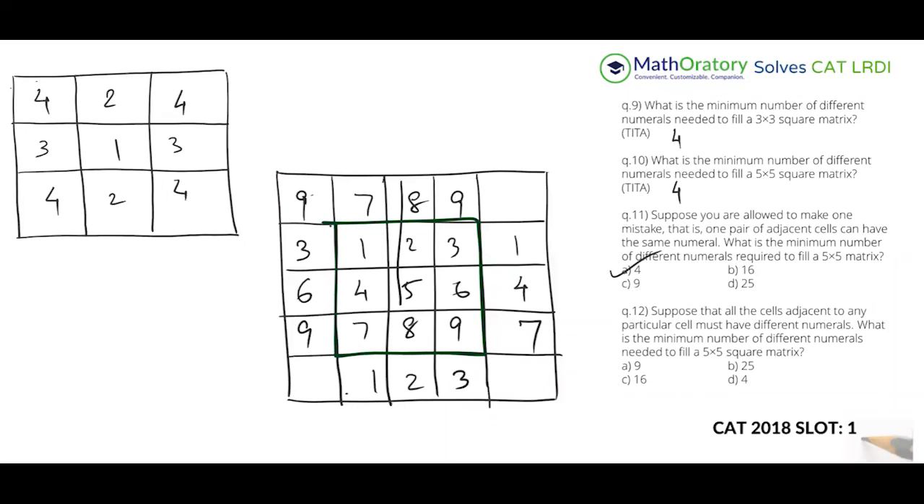Similarly, if I look at this block, I've not used a 7 here. So let me fill a 7. Again, in this block, I've not used a 3. So let me fill a 3 here. And in this block, I've not used a 2. Sorry, I've not used a 1. So let me fill a 1 here. And now I guess you can see that every constraint is met, right?